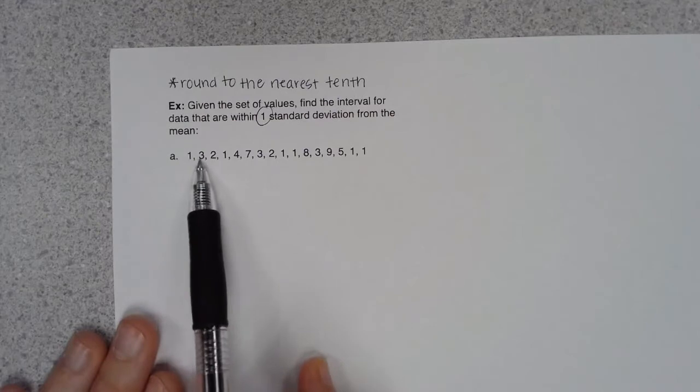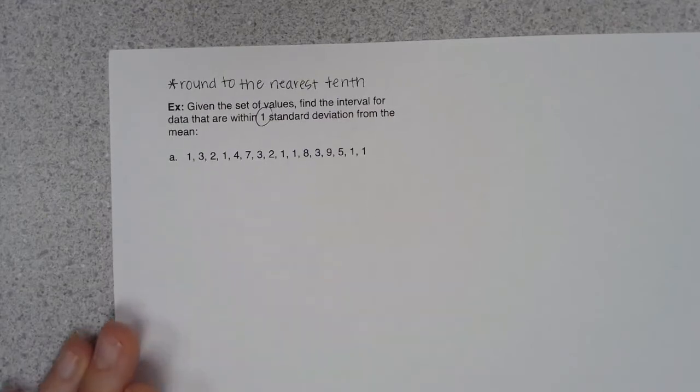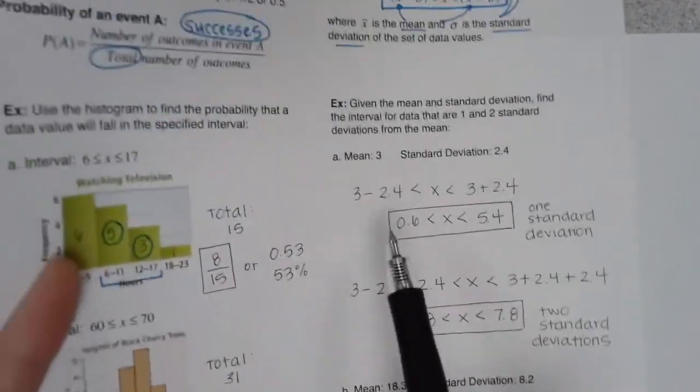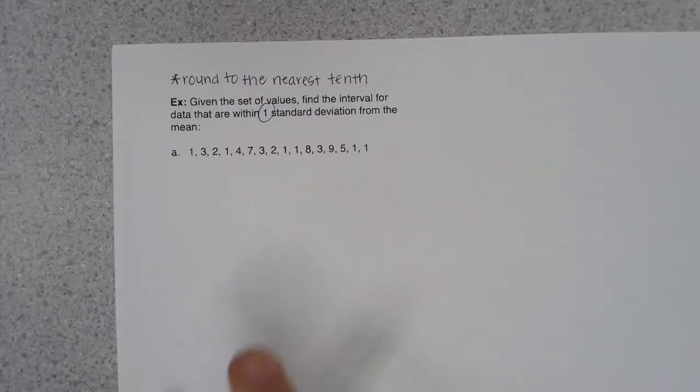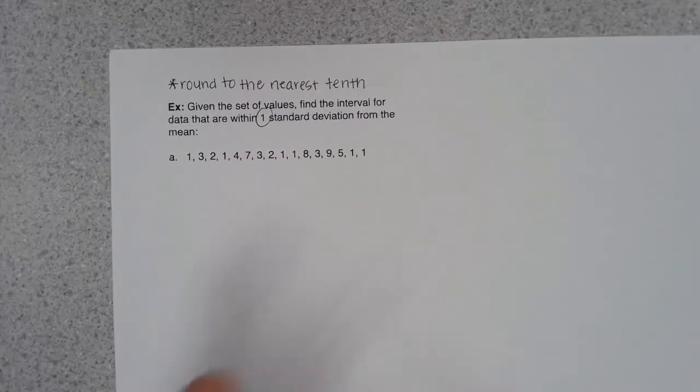On this one, you're given a list of numbers. On the previous page, when you were answering the questions, the mean was provided for you on both of these examples. But on this example here, the mean is not provided for you. And so what we'll want to do on this one is start out by figuring the mean.